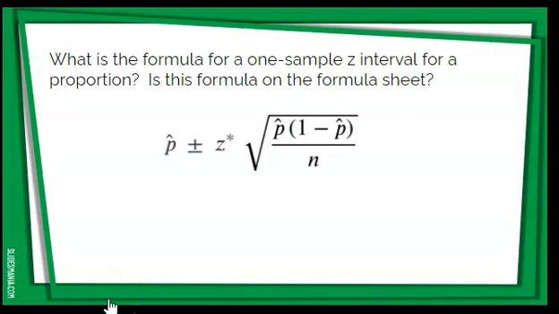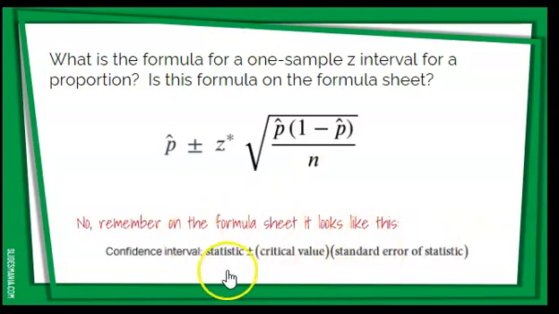So here's the formula for the one sample interval for a proportion. It looks like this. Remember, we start with our point estimate, p hat. We add and subtract z-star, our critical value, and this is the standard error of the statistic. Now, is it on the formula sheet? Well, not exactly. On the formula sheet, it looks like this.